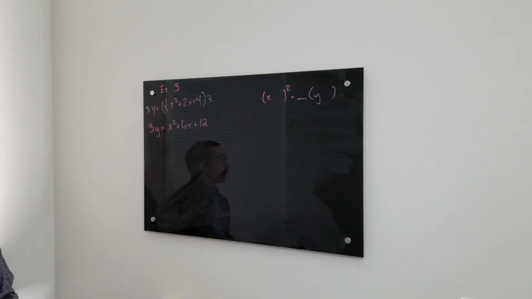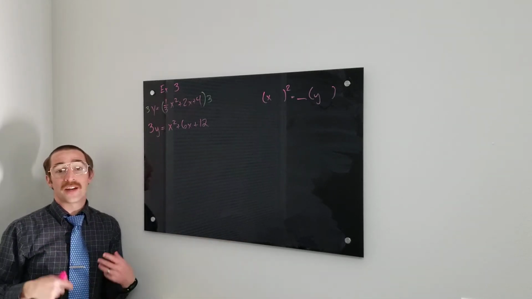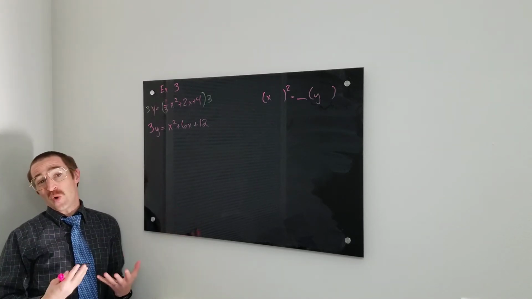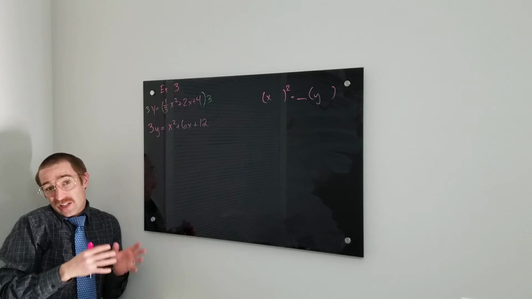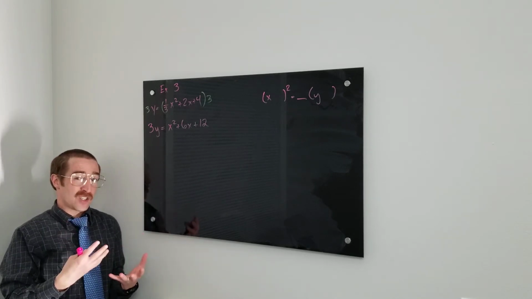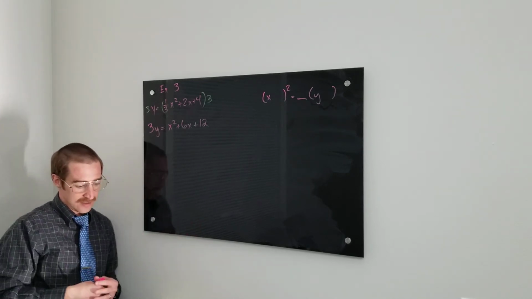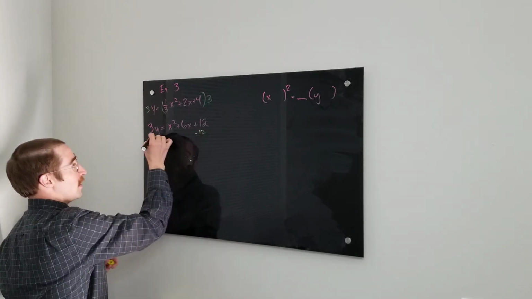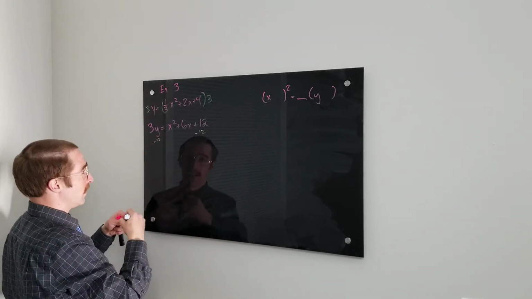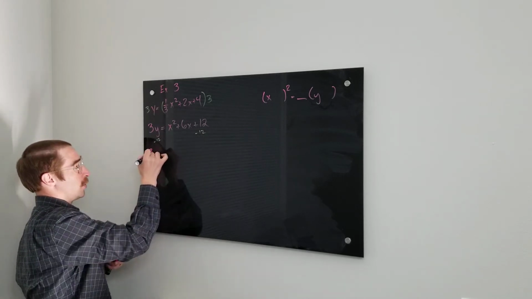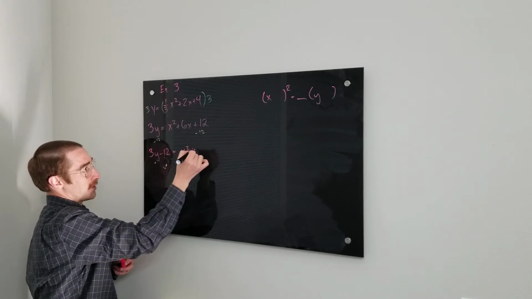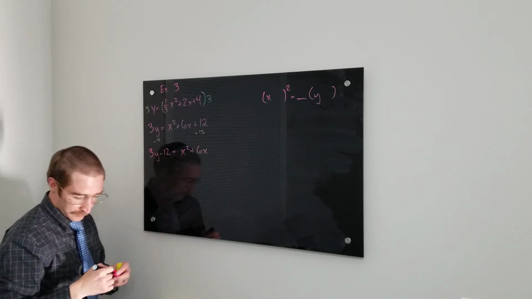Wonderful. So now what I'm going to do is isolate the x's, or the terms that are being squared. If I had y squared, I'd isolate the y's. Here I have x squared, so I'm going to isolate the x's. I'm going to do that by subtracting 12 on each side. Minus 12, minus 12. So I have 3y minus 12 equals x squared plus 6x.